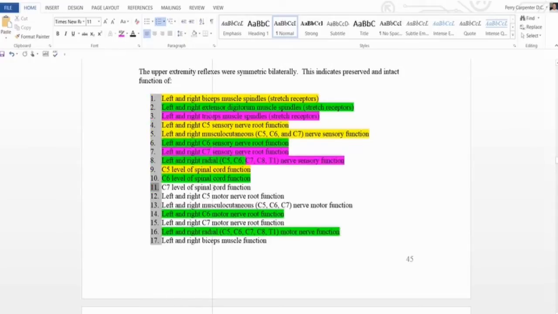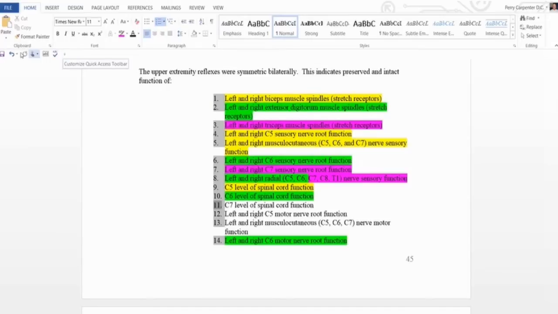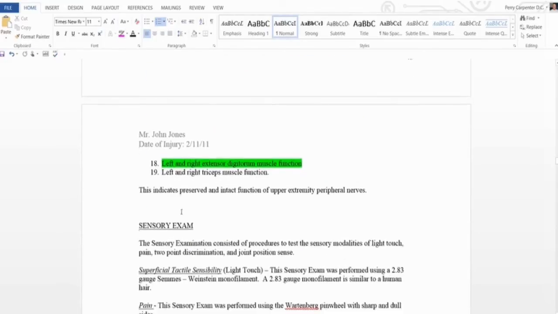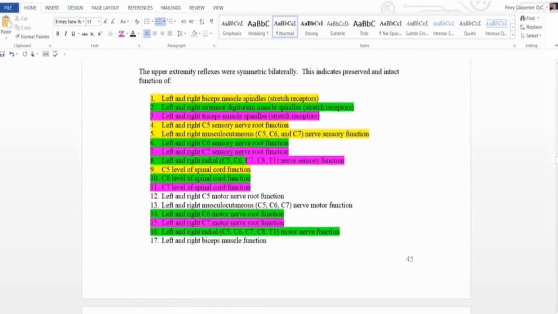It indicates that the C7 level of spinal cord function is normal. It indicates that the C7 motor nerve root function is normal. It indicates that the left and right triceps muscle function is normal. Okay? So look at all the structures that have to function properly in order to create normal reflexes. A lot of structures have to be functioning properly in order to have normal reflexes.